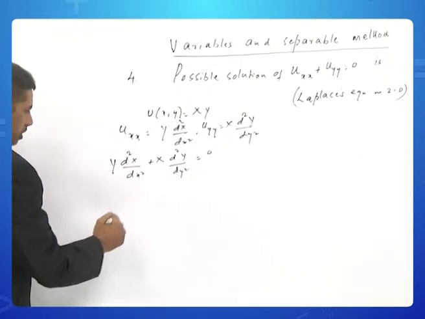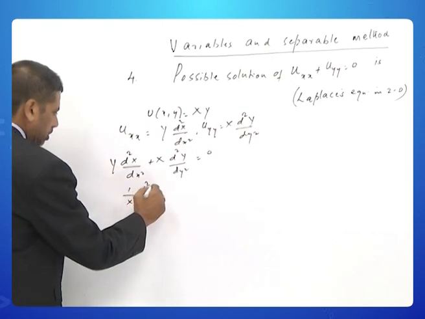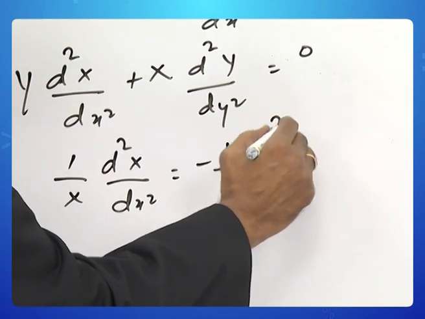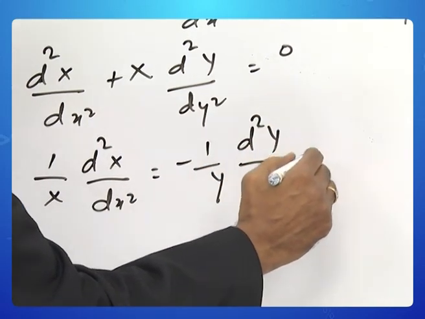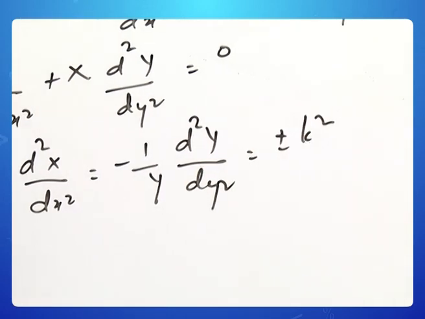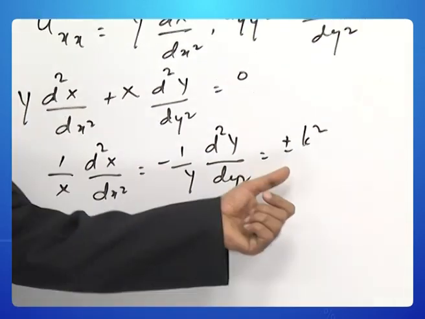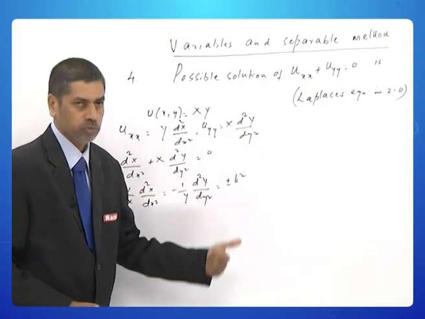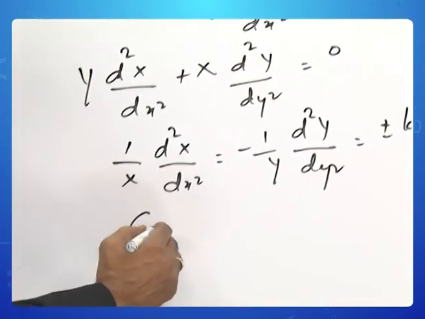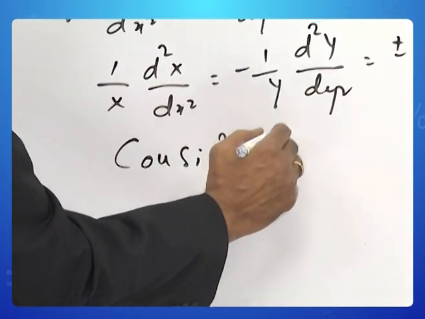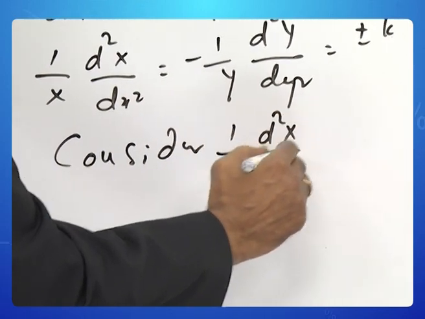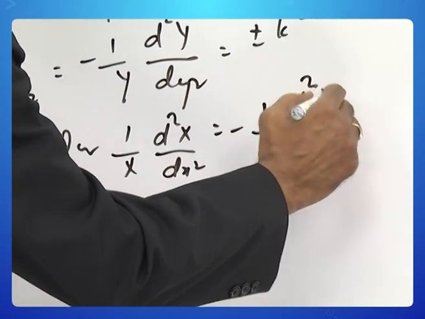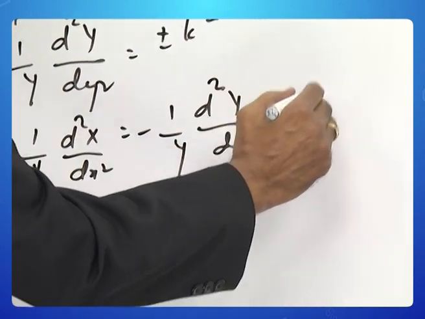So, now we will do the separation. 1 by capital X d square X by dx squared is equal to minus 1 by capital Y d square Y by dy squared. Again, you have two options. Again, we will try with minus k square and test the solutions. If we are lucky, well and good. Otherwise, we will try the plus k square option. So, suppose you consider 1 by capital X d square X by dx squared is equal to minus 1 by Y d square Y by dy squared is equal to minus k squared.